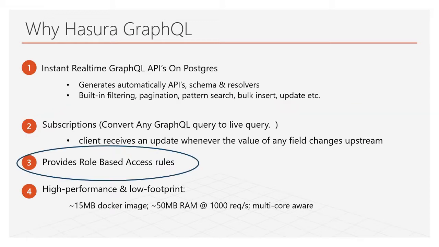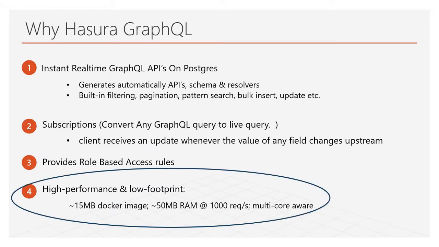Also, it provides a rules engine to define role-based access to perform various operations on records. Also, it provides high performance. For example, with a 15 MB Docker image and 50 MB RAM, it can serve up to 1000 requests per second.